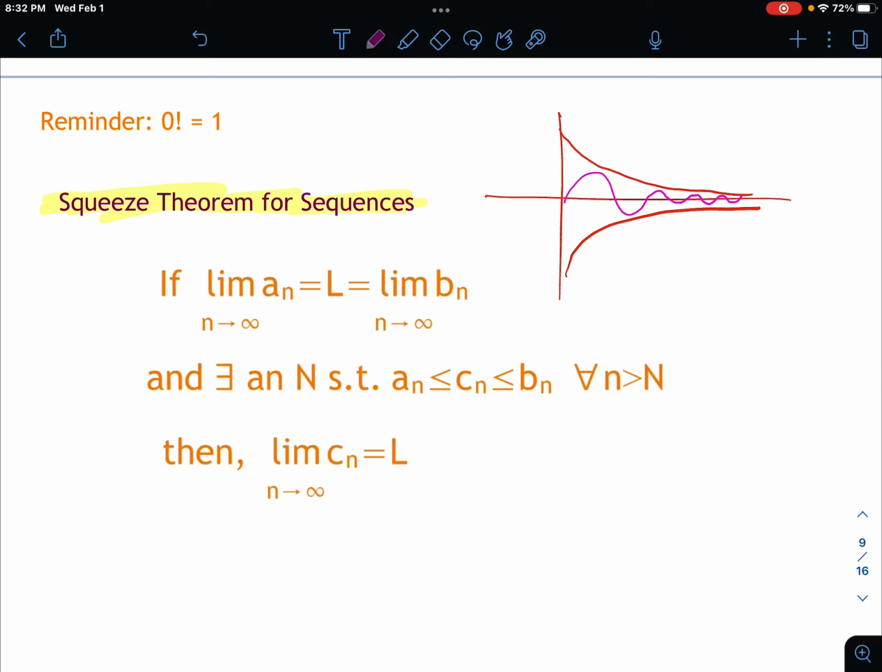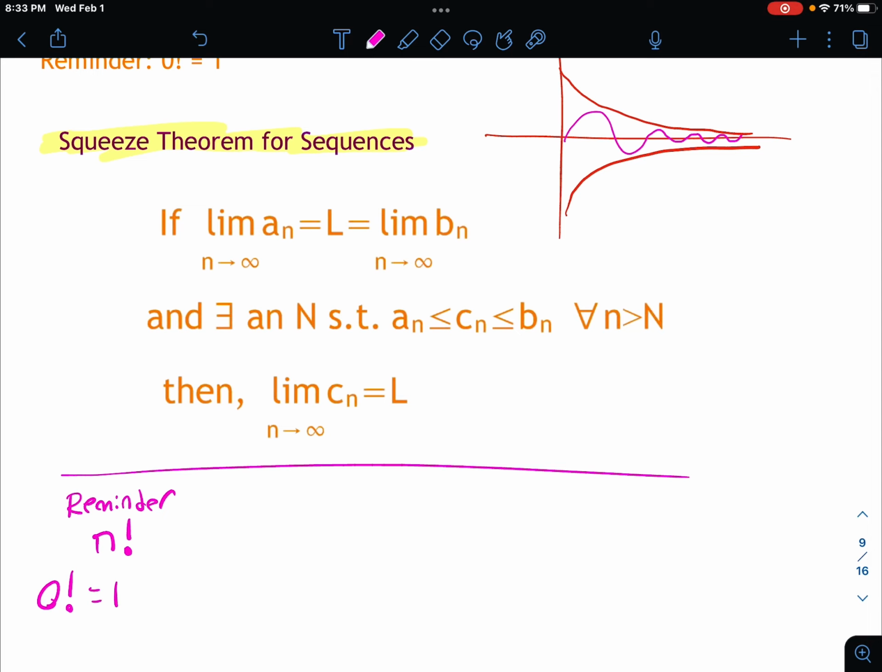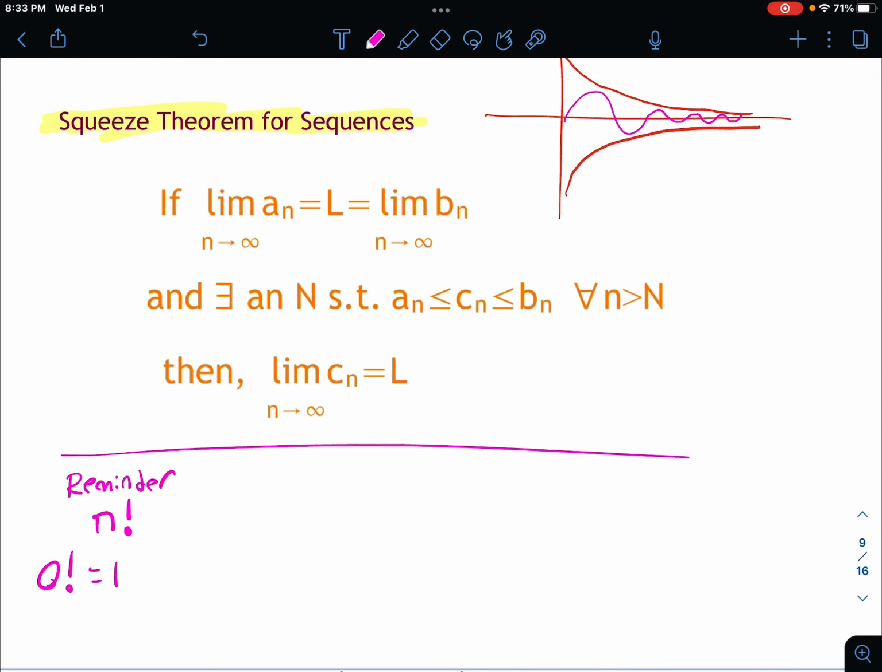We're going to have to work with something called factorials. You might not have seen this for a while, so this is just a little reminder. A factorial is n factorial. It looks like this. We know that 0 factorial is equal to 1, one of the rare ones. If you have something like 5 factorial, this is going to be 5 times 4 times 3 times 2 times 1.